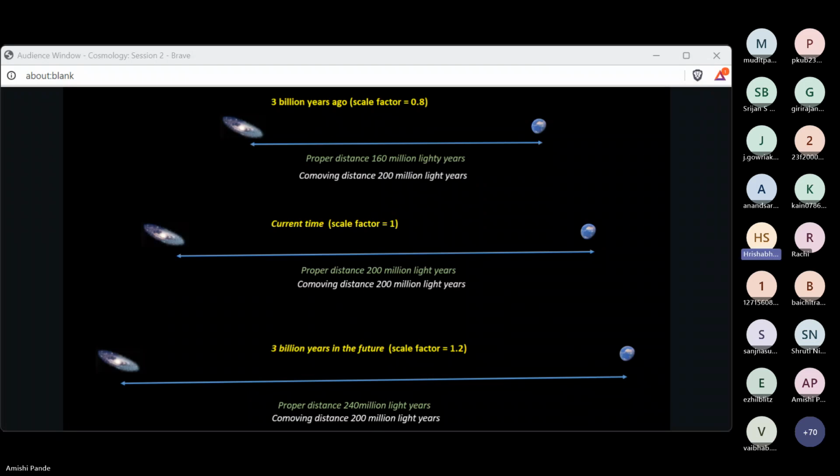I will sort of stop using the word time. From here, we are seeing that 3 billion years ago the scale factor was 0.8. At current time, the scale factor is 1. The scale factor is 1.2 in 3 billion years in future. But from now on, I will stop using the word time, and there's a reason for it. I will let you know why.